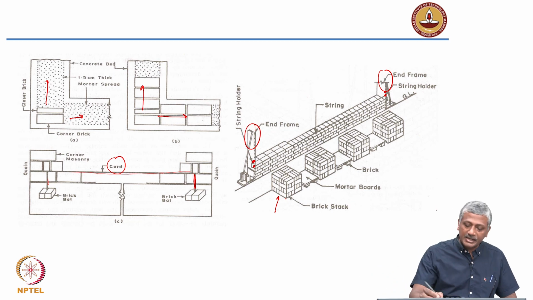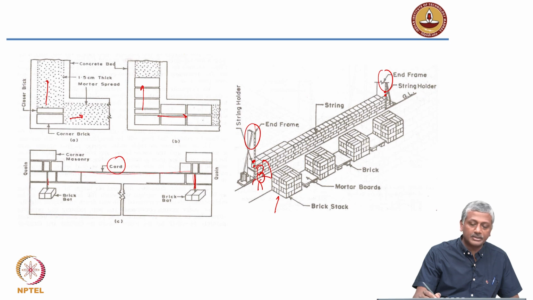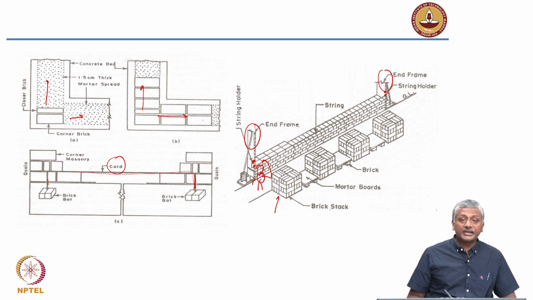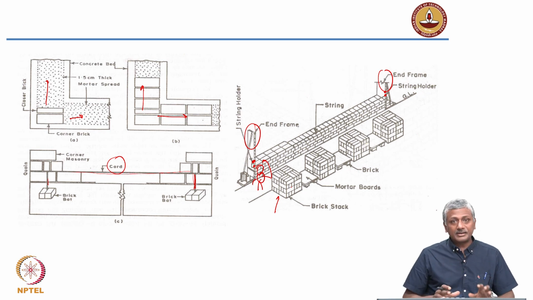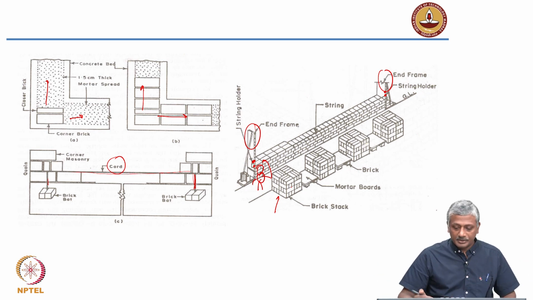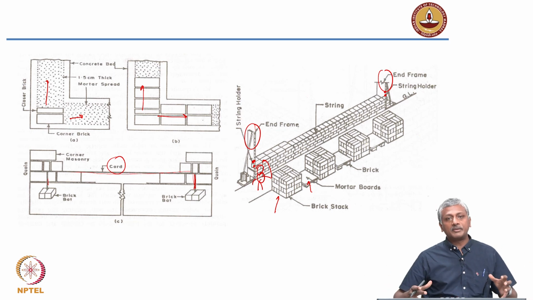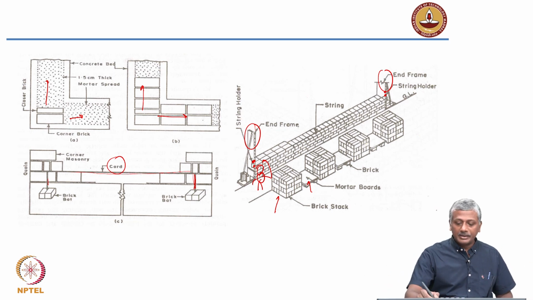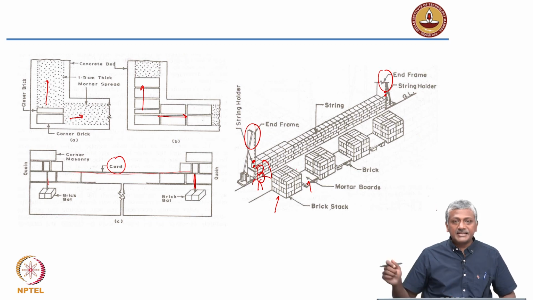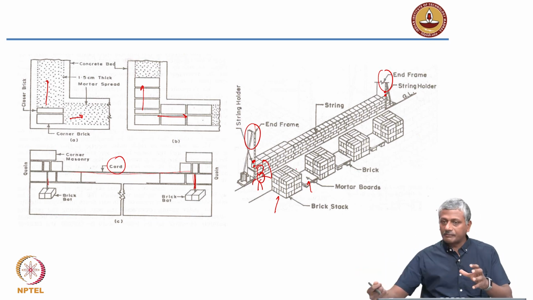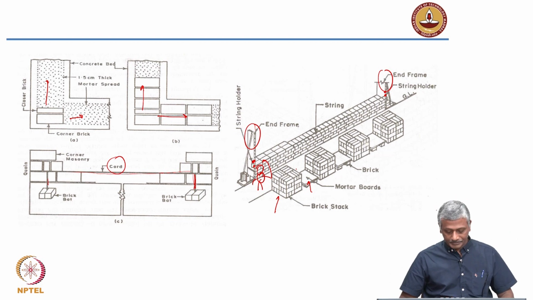These are the bricks which have been stacked on the side. The mason would stand here, pick up the brick and then lay it here. This is a typical arrangement of stacking the bricks so that many bricks can be stacked together. And in between are mortar boards or containers on which the mortar will be mixed and kept, so that the mason will have easy access to the brick as well as use the trowel to lift the mortar and put it in place.